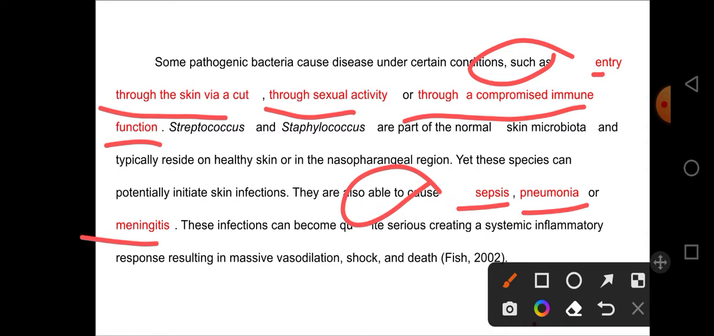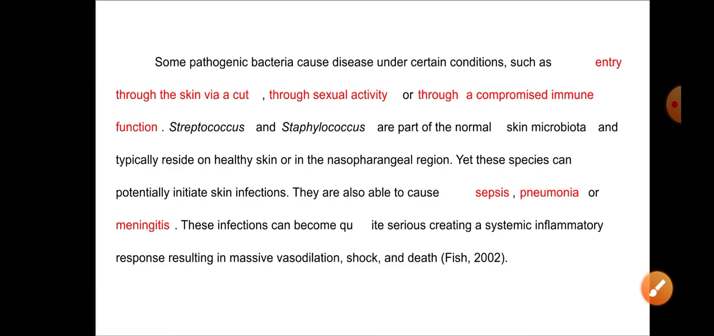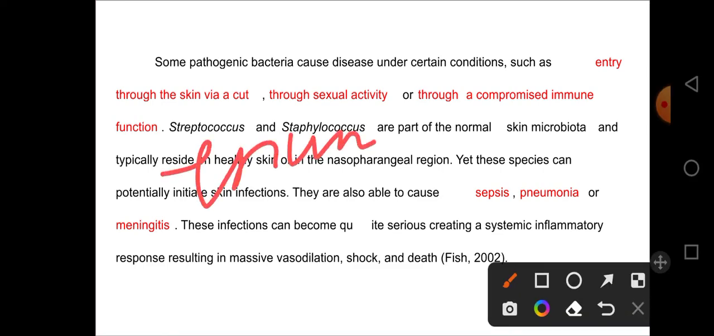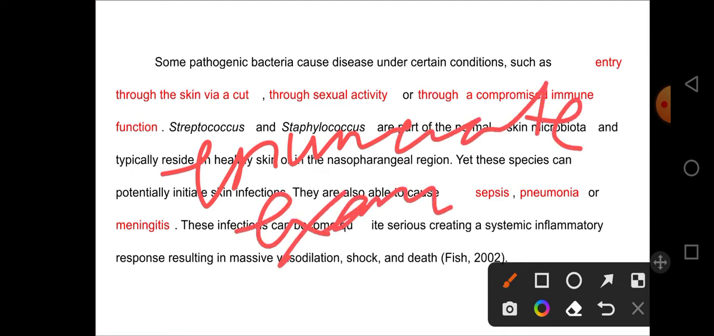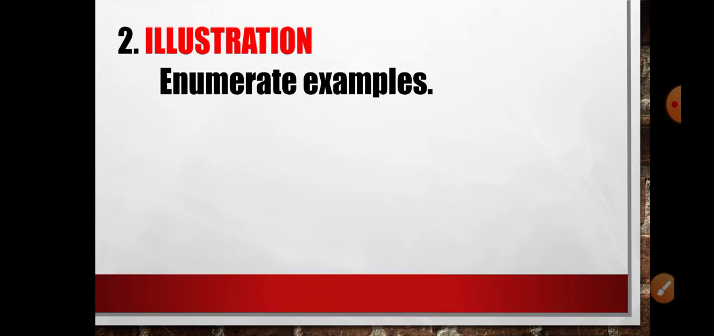So, what can you observe from this example? Did the researcher enumerate several examples of the topic being discussed? Obviously, yes. So, a technique in writing RRLS, when we enumerate examples, is known as illustration. The illustration technique is a technique in writing RRLS where the researcher enumerates examples to emphasize the idea being garnered in a single entry. So we have illustration.